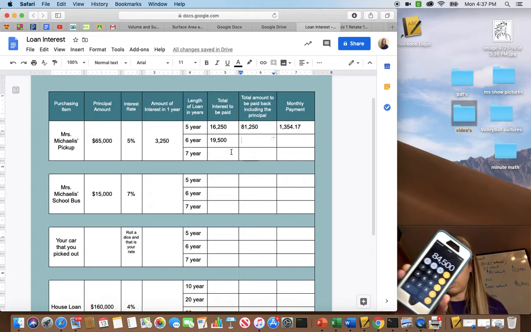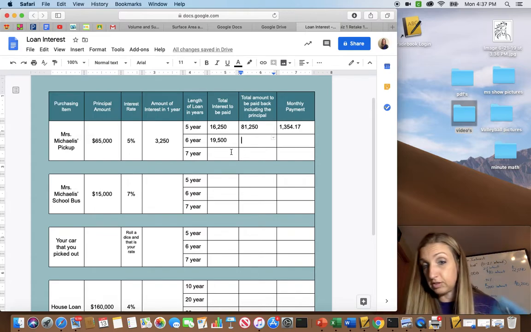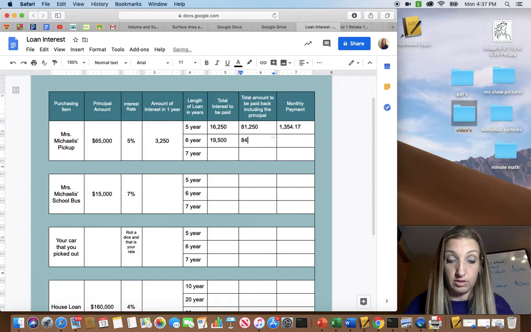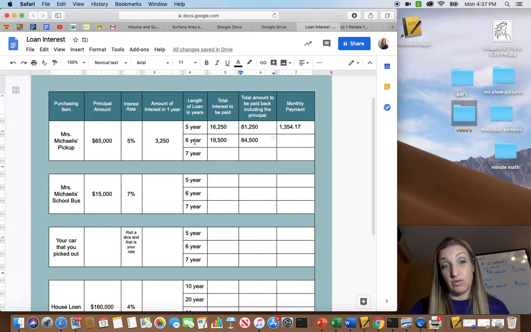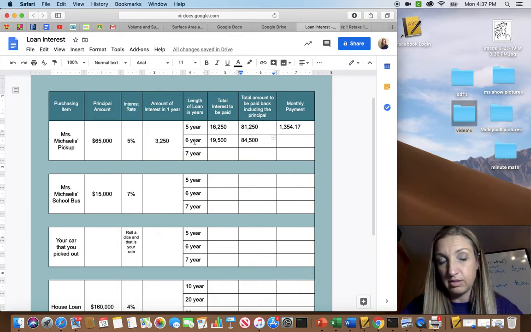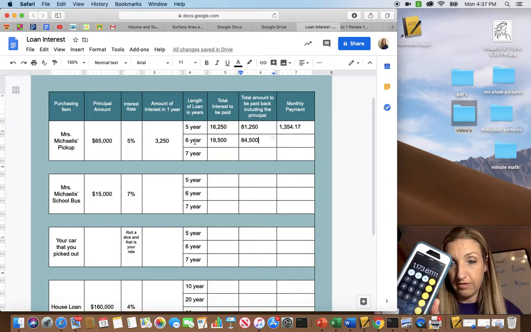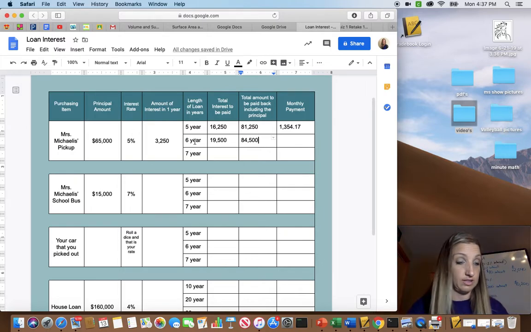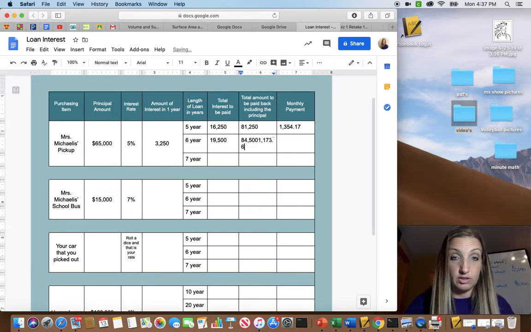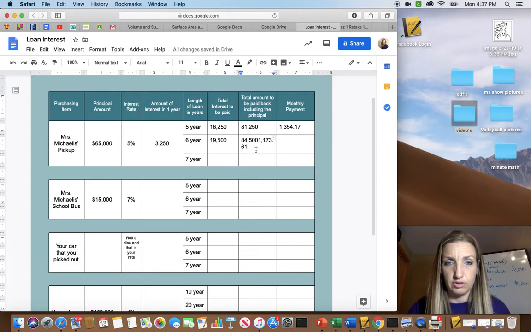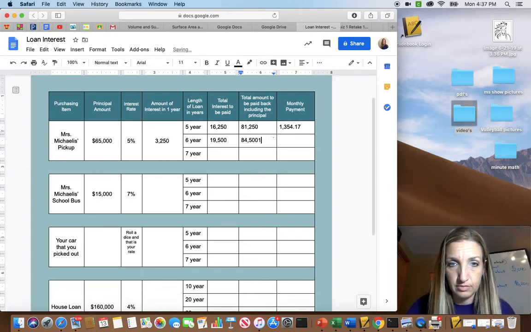That would be $84,500. Hopefully you are doing this with me so you can see where I'm getting these numbers from. So I'm at $84,500. Then this is a 6-year loan, so that would be 72 months. I'm going to take that number and divide it by 72. And that number is $1,173.61. Oh, I put that in the wrong cell. Hold on. Put that over here.